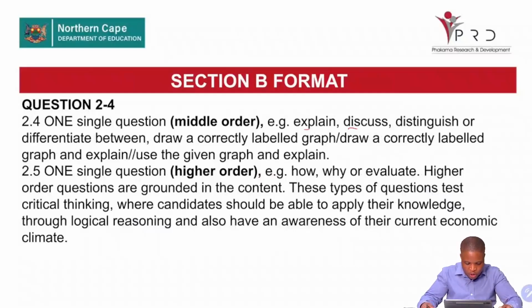Then the 2.5 question is now a higher order question. This one you can't find the answer as it is from the textbook. You are required to think critically because you are asked how, why, evaluate the success of the effect of that. Now in this question, you need to do what? You need to reason. It's a higher order question. So for you to answer this question, you must be able to reason. So that is your 2.5, 3.5, and 4.5. So grade 12, this is how our section B will look like in our prelim.